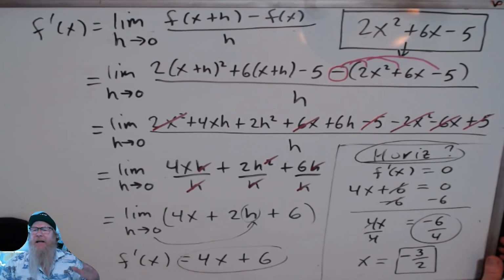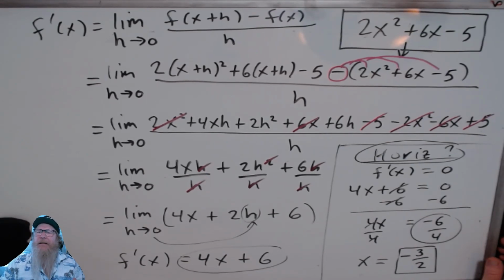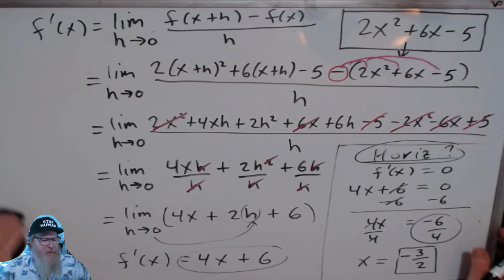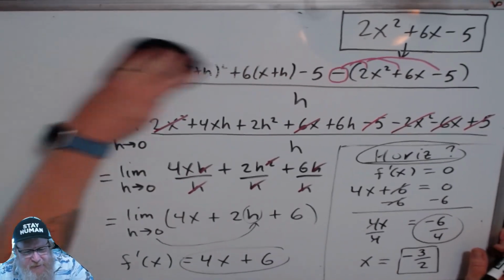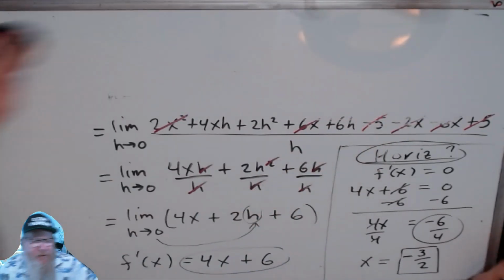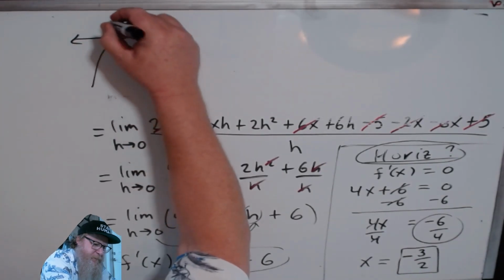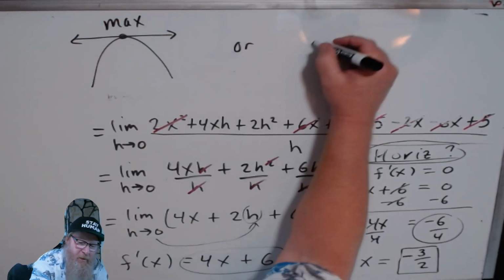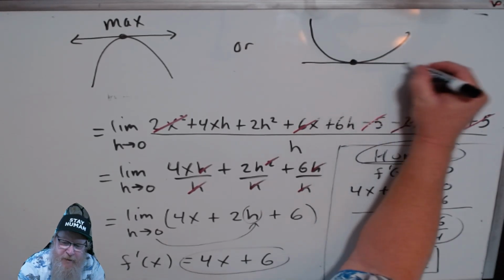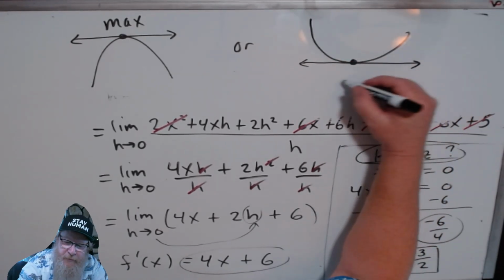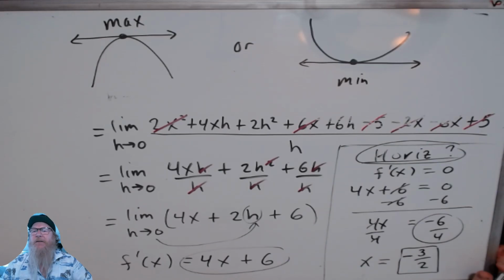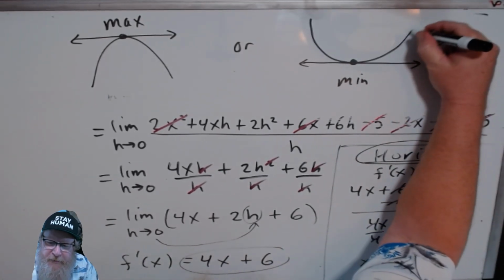So what does that tell us about the graph, right? It tells us that it's either a maximum value or a minimum value. When the graph is horizontal, when the slope is horizontal, it means that you have reached either a maximum or a minimum. So a horizontal tangent line tells you one of these two things.